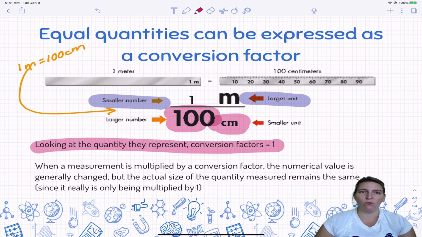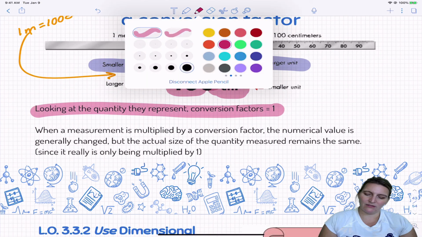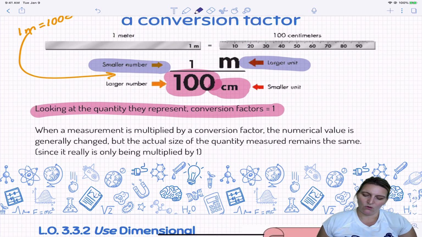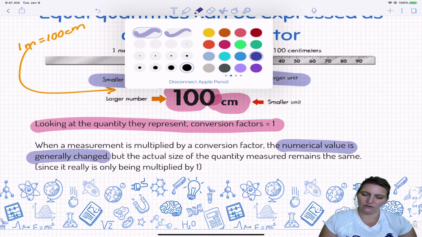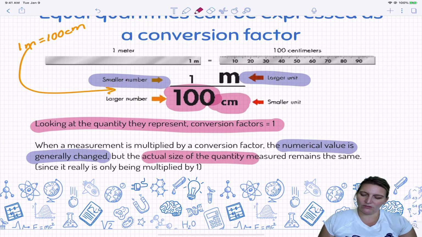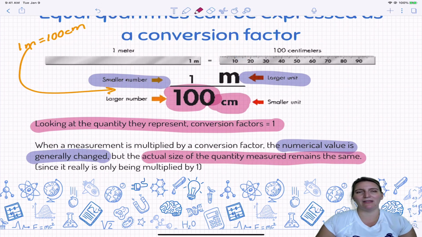And as we know, when we have the same thing on the top and the bottom of a fraction, if we have the same quantity, we can cancel those out. So what does that mean? And this is very strange. When a measurement is multiplied by a conversion factor, the numerical value is generally changed, but the actual size of the quantity measured remains the same, since really it was only multiplied by 1.